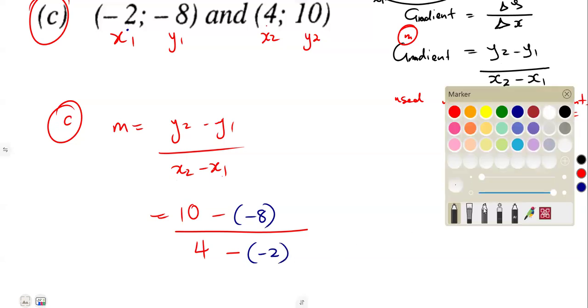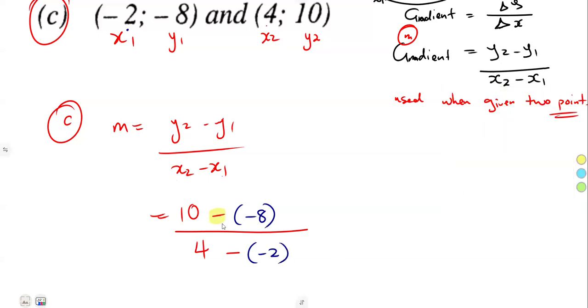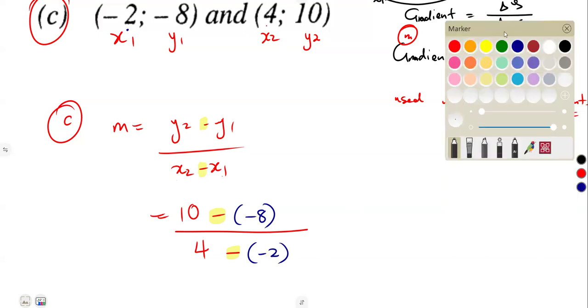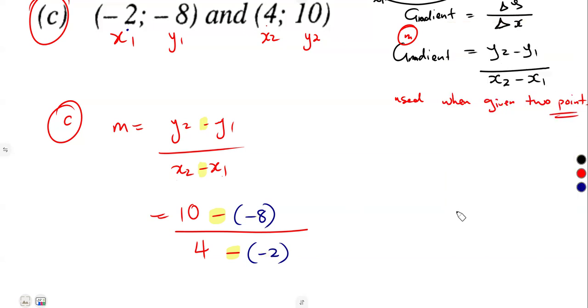So do not confuse the negative of the formula with the negative of the number. The number is carrying its own negative. There is a negative of the formula, all right? So anyways, negative, negative, that's positive here. So it's going to be 18. 4 plus 2, it's going to be 6. And divide here, you're going to obtain 3. 18 divided by 6, that's 3.